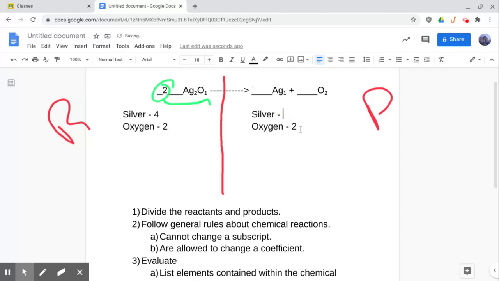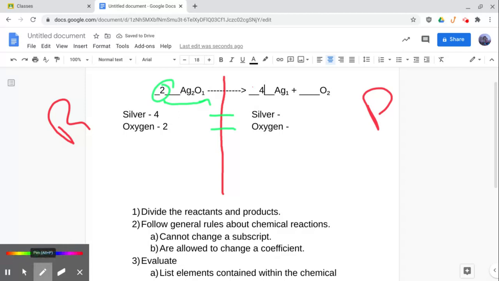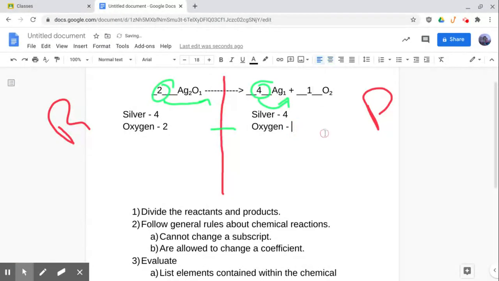So obviously we need to make some changes on the product side. How do we achieve 4 silvers so that we have equality on both sides, or equilibrium? How do we do that? Well, the easiest way would be to change the silver to a 4, because multiplying this coefficient by that subscript is going to give you the 4 that you so desperately need to balance this equation. We need to come up with a 2 here, so we can ask ourselves what number times 2 is going to give us 2. Well, I'm hoping by now we all know elementary math, and that is a 2.